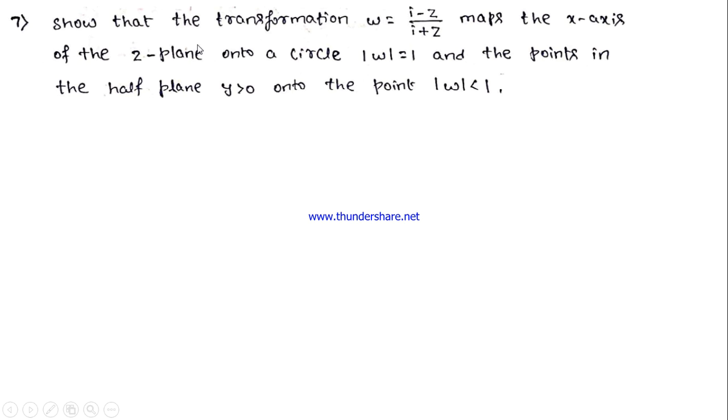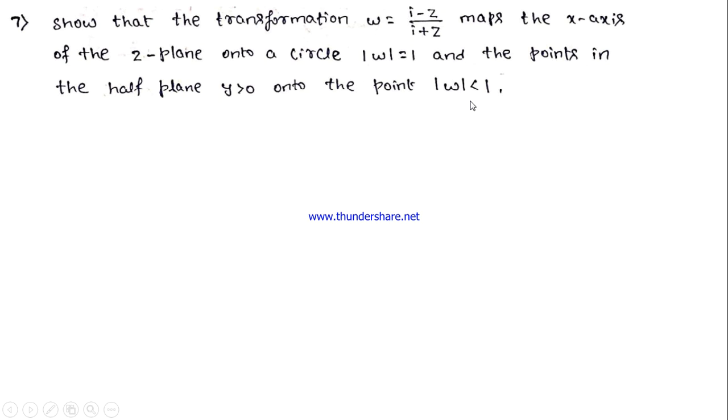Right now in this problem, we are supposed to show that this transformation maps the x-axis of the z-plane into a circle, mod w equal to 1. Mod w is nothing but u square plus v square equal to 1. We're supposed to show the x-axis is mapped to the circle mod w equal to 1, and points in the half plane y greater than 0 onto points in the circle mod w less than 1.